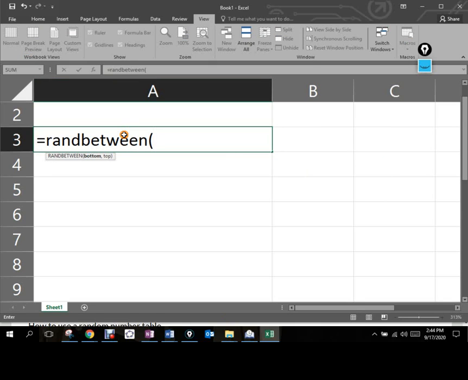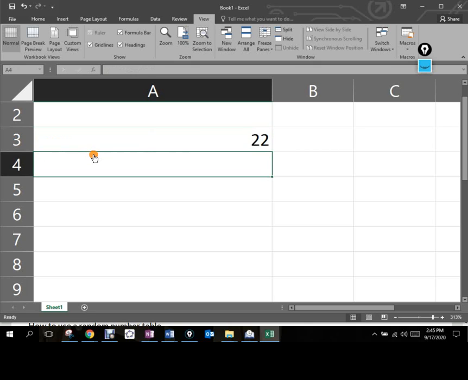We got 25 people, so I want the first person, comma, up to the 25th person. And what's nice, I know you're far away, but you see this gray little box here? When you start typing in functions, it will tell you the types of things that you need to put in these parentheses to get the function to work right. So it says bottom, and then it says top. So I need to know what the bottom value is, and you know what the top value is. I hit enter, and it just randomly generates a number between 1 and 25. So 22 is that number.